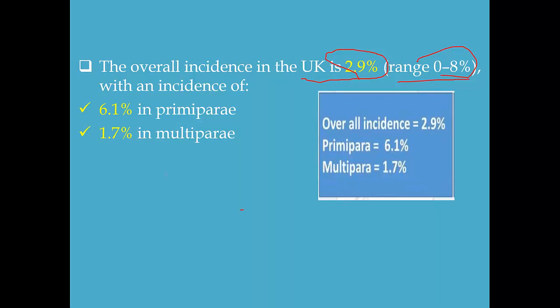So this is the recall question asked about the incidence of third and fourth degree perineal tear in primiparous and in multiparous. In primiparous ladies the incidence is about 6.1% and 1.7% in multiparous ladies. So overall this is 2.9%, and here is the difference between the multiparous and the primiparous ladies.